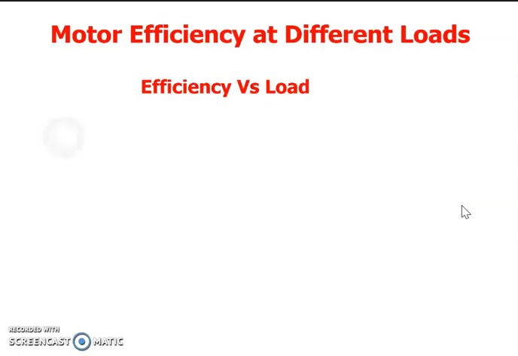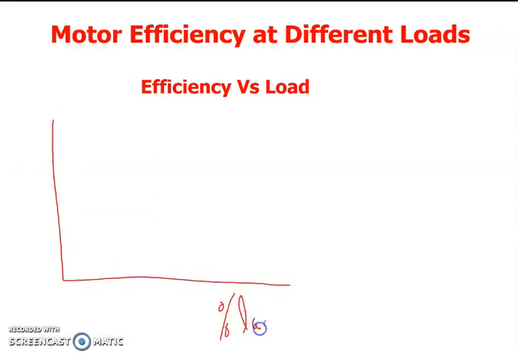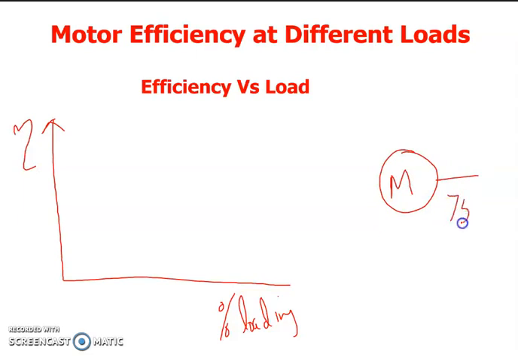So first we will be plotting motor efficiency versus loading. So this is the percentage loading, and this is the efficiency. So you have a motor. Loading means, say 75 kilowatt is the rated output power. That means it will have a certain efficiency. So depending upon that rated efficiency, say it is taking 70 kilowatt.